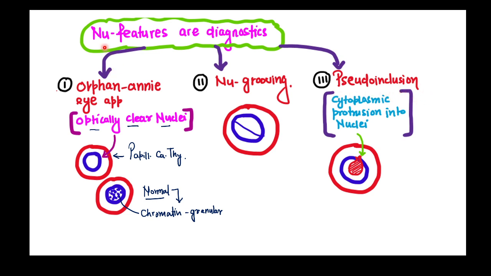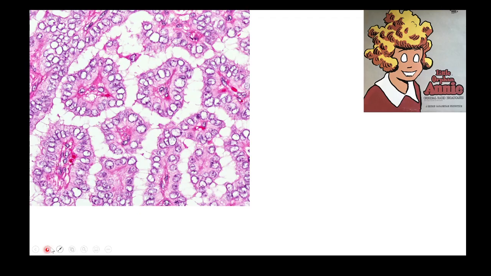So now you understood there are three findings. Number one, optically clear nuclei or Orphan Annie eye appearance. Second nuclear finding is nuclear grooving, a line running across the nuclei. Third is the pseudo inclusion where cytoplasm is coming inside the nucleus, and that is why it is called pseudo inclusions, right? So let us see on the histopathology how it will be looking like.